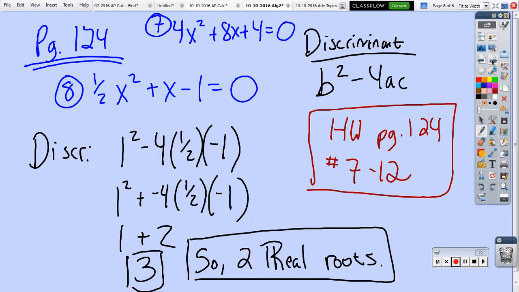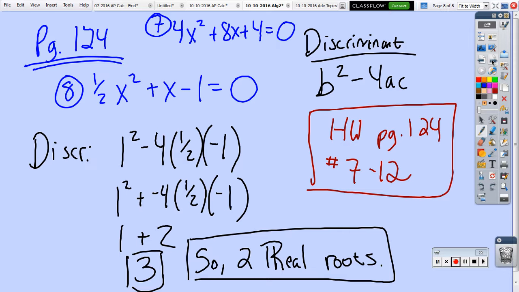So let's go ahead and just do an exit ticket. Make sure you have the homework down. But go ahead and try number 7. As long as you're careful, you should be able to get the value of the discriminant, and then based on its value, tell me whether it's 2 distinct real roots, 1 real root, or 2 imaginary roots.